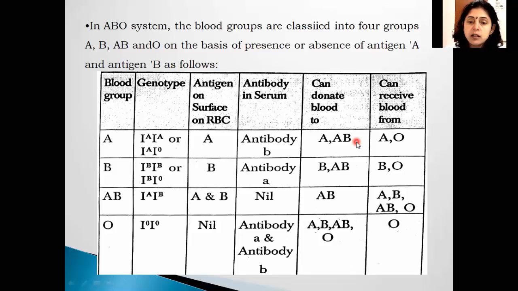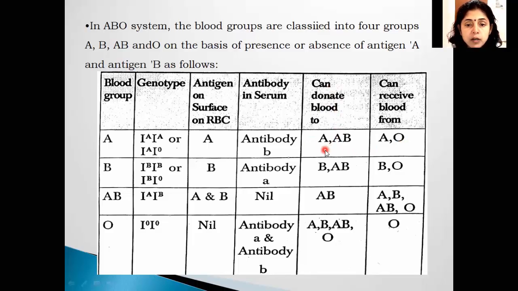AB is the receiver. Here there is a combination of both A and B antigens, so it is only a receiver. O is the universal donor. An A blood group person will take blood from A only, and O is the universal donor, that's why.